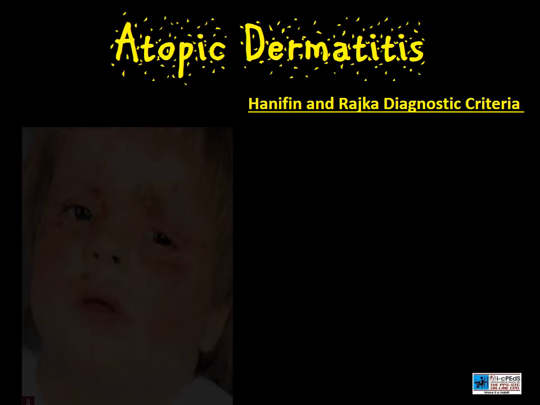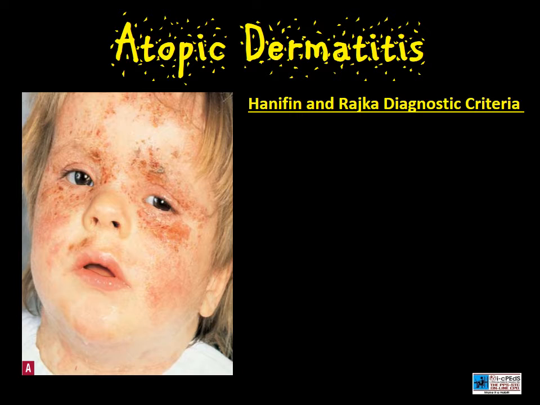Atopic dermatitis is a chronic, pruritic, inflammatory skin disease of unknown origin that usually starts in early infancy, but also affects a substantial number of adults. The following features should be considered in the diagnosis of atopic dermatitis in accordance with the Hanifin and Rajka criteria.